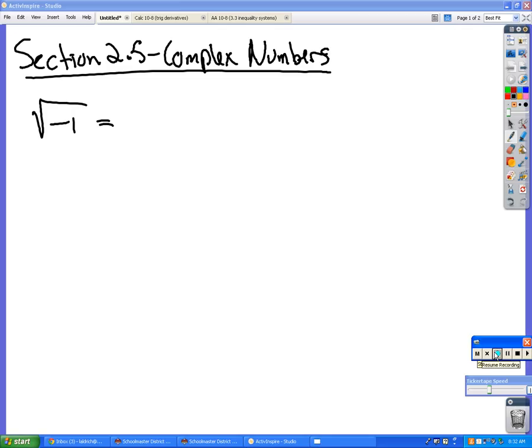Look, the square root of negative 1 doesn't exist, but if it did, it would be really handy. We could solve a lot of math problems that we can't otherwise solve.